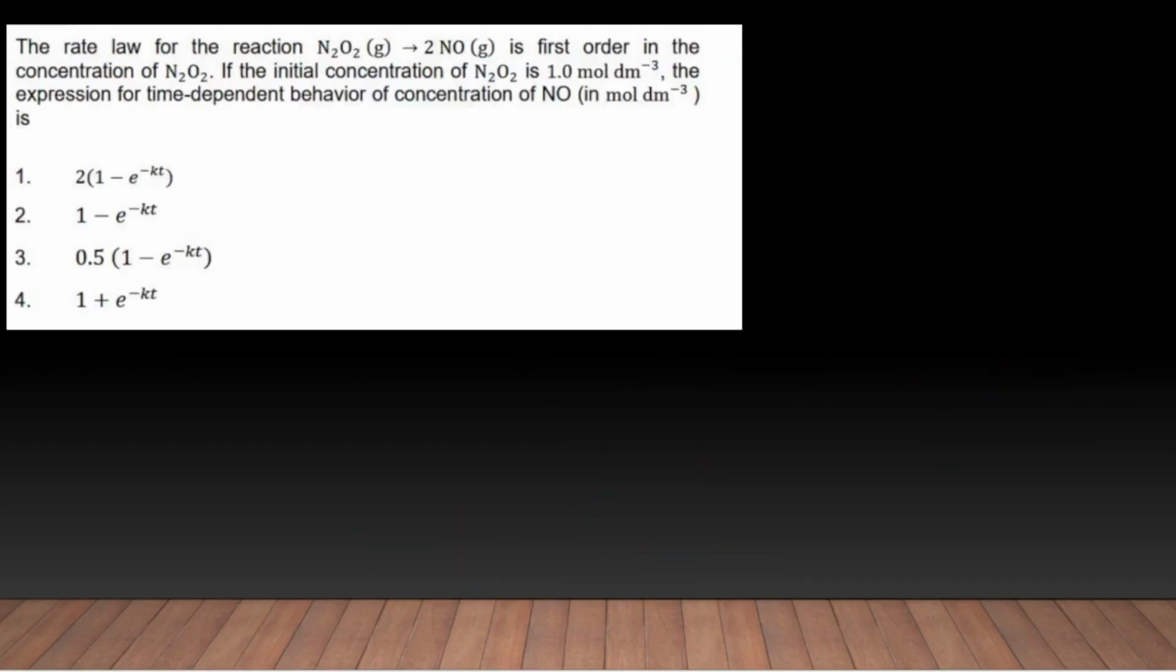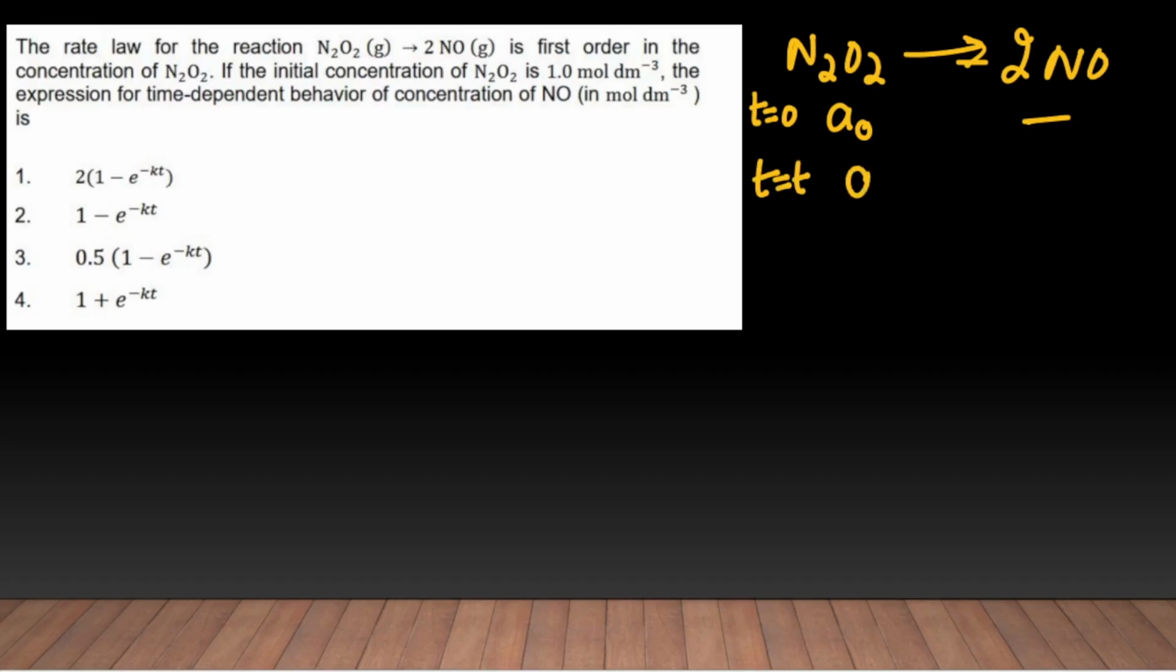We have N2O2 giving us 2NO. At time t equal to 0, you will have only the initial concentration of N2O2, and the NO formed is negligible. After the time t, this is going to be A naught minus x, and this is going to be 2x. Now the initial concentration is given to us as 1 mole per decimeter cube, so A naught value is 1. So the concentration of N2O2 will be 1 minus x in this case, and this is going to be 2x only.